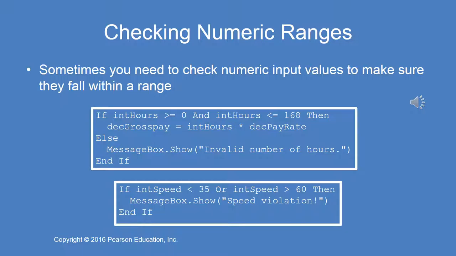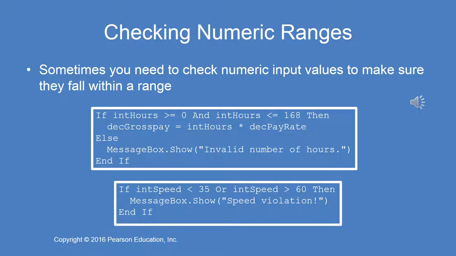Else, display the message. So if the user worked 167 hours, God help us, that would be fine. But if the user entered a value greater than 168, it would not calculate decimal gross pay. Instead, it would display the message invalid number of hours. And we're assuming it would prompt the user to enter a number between 0 and 168.